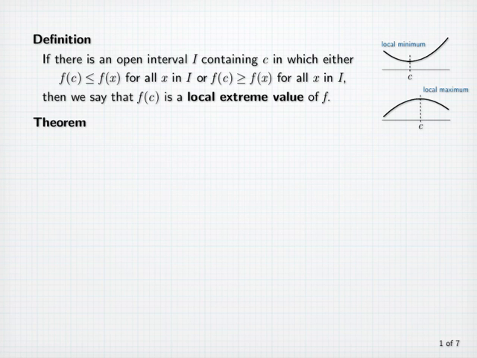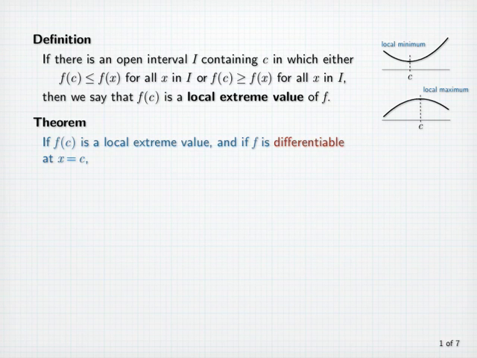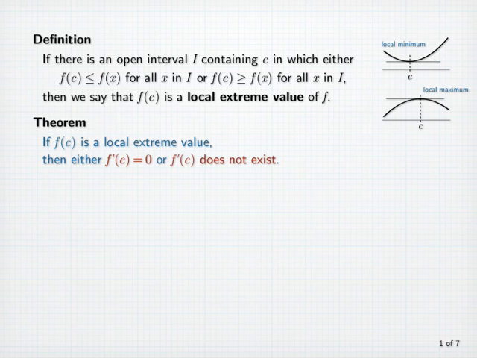Let's also recall the following theorem. If f of c is a local extreme value, and if f is differentiable at x equals c, then f prime of c equals 0. Now let's state this theorem slightly differently. If f of c is a local extreme value, then either f prime of c is equal to 0, or else f prime of c does not exist.